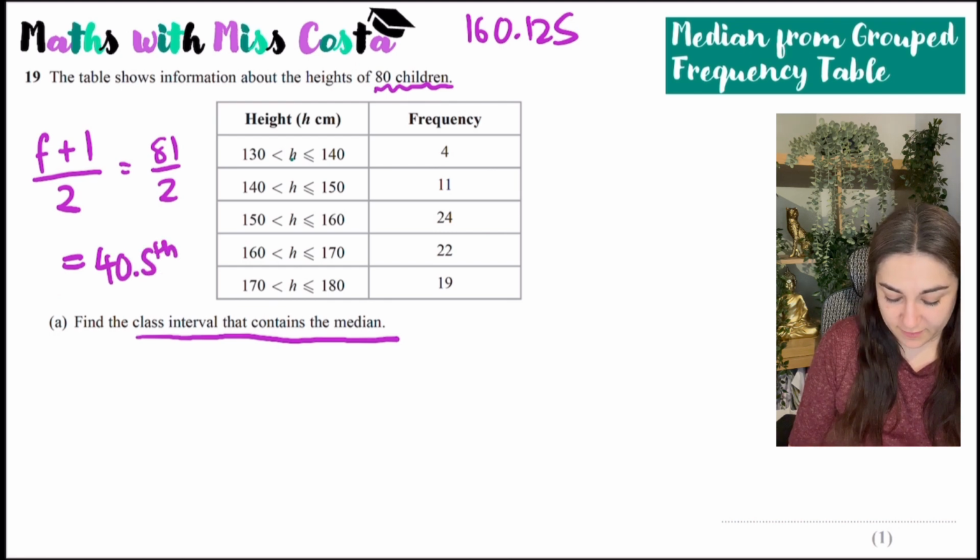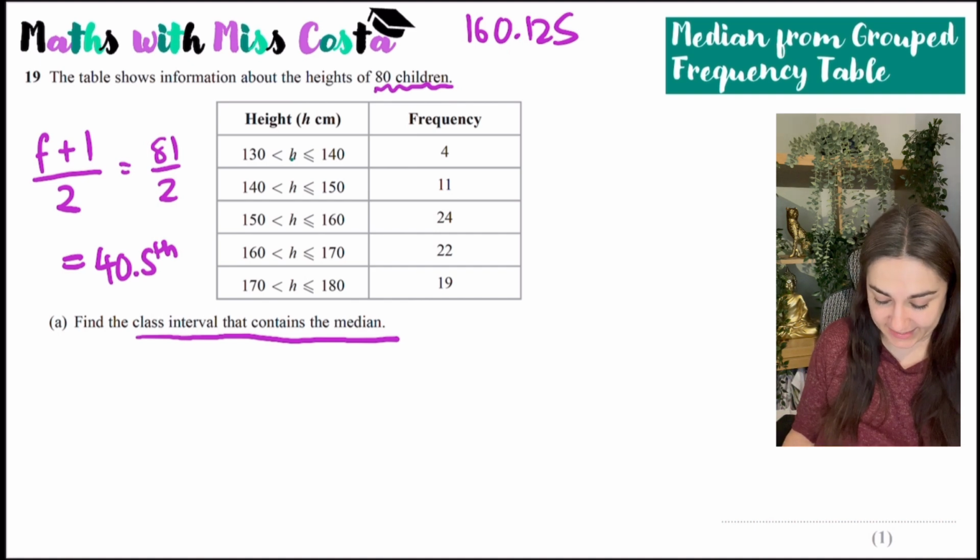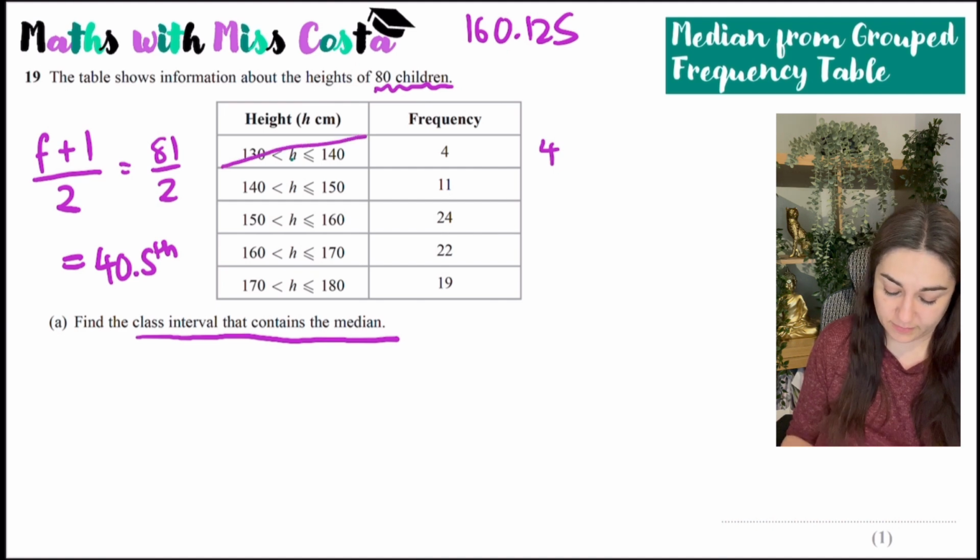So essentially, the 40.5th value is going to be where the median is. So what we do is we find out where the 40.5th value is. The first 4 are over here, so it's not going to be in this class interval.